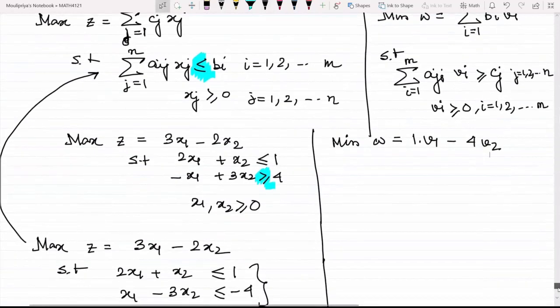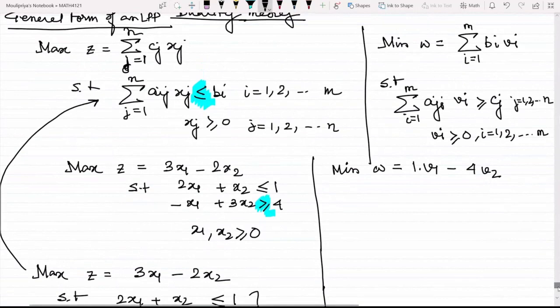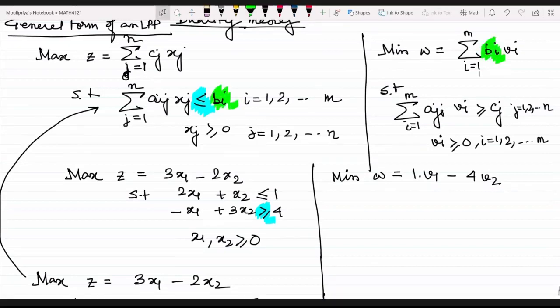Am I correct with this? Take a look at the pattern. These right hand side constants, that is bi, are becoming the cost parameters in the dual problem. Right? So you have 1 into v1 minus 4 into v2. Am I okay with this?